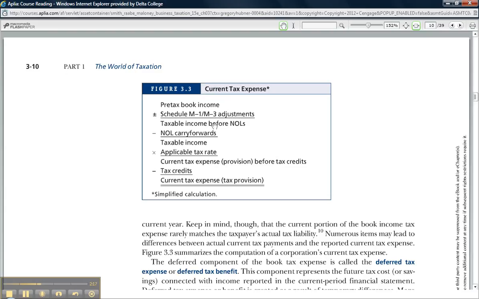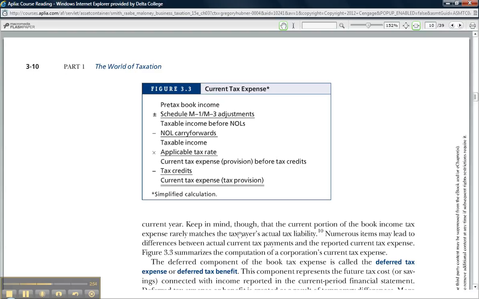Before NOLs, this is net operating losses. Sometimes you're allowed to use losses from a prior year to offset income tax in a succeeding year. So if you have any carry forwards of losses from previous years, you can subtract them out here and arrive at taxable income. A tax rate is applied and a current tax expense is derived. Okay, but this is only after you've converted financial statement GAAP income to taxable income. And those differences are only because of temporary and permanent differences that were discussed earlier. So you can arrive at a current tax expense this way.